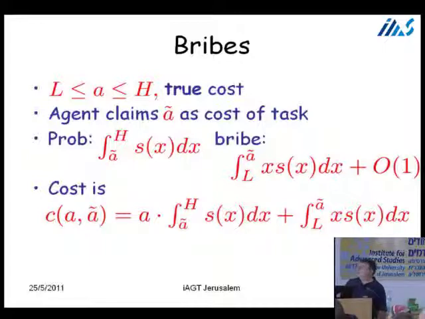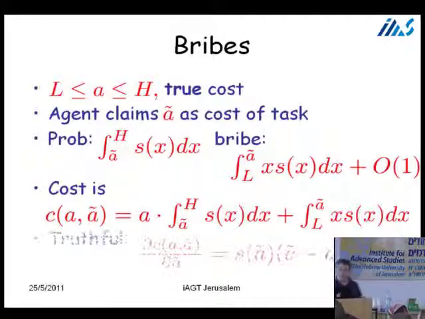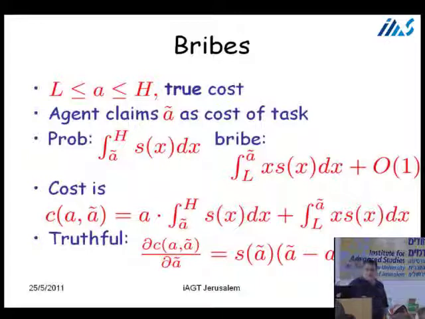What is the cost when the truth is A and the agent, the inmate, says A tilde? Well, this is the cost. The true cost of going to the mines is A, and this is the probability he gets sent to the mines. And this is the bribe that he has to pay in this mechanism. So this is the cost to the agent of saying A tilde when the truth is A. And just by taking the derivative, you can see that it is, in fact, dominant strategy truthful. In this case, it should be obvious. It's dominant strategy truthful to have A tilde equal A. But that's not what we want. We want more than that.